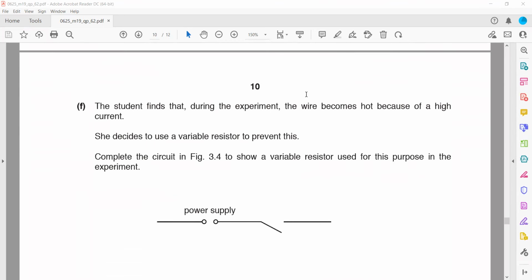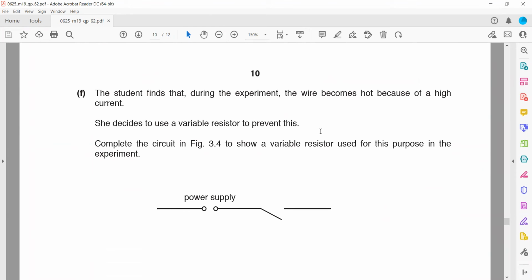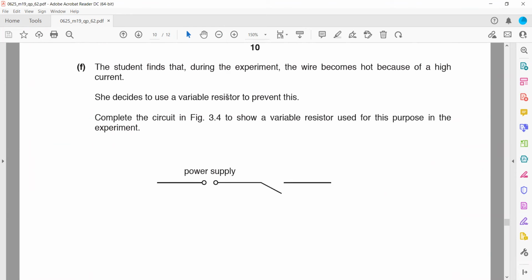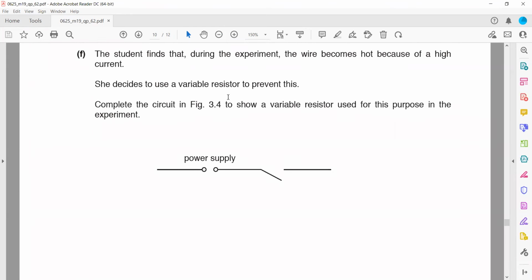So the position of a crocodile clip or a change in the temperature of the wire during the experiment may lead to an error. The student finds that the wire becomes hot because of high current. She decides to use a variable resistor to prevent the heating. Complete the circuit to show a variable resistor. So how can we use a variable resistor? A variable resistor is used to reduce the current.